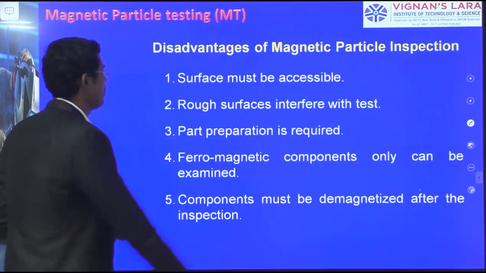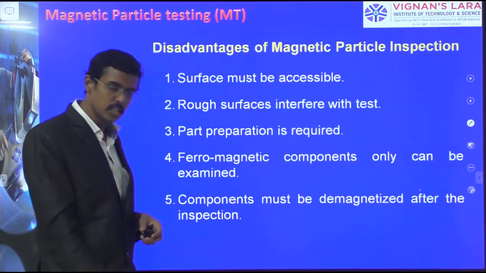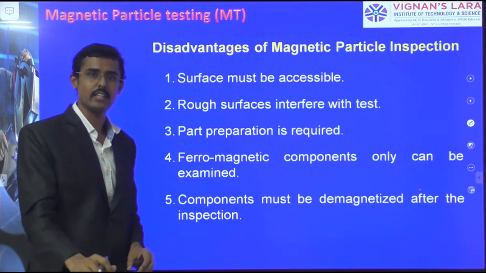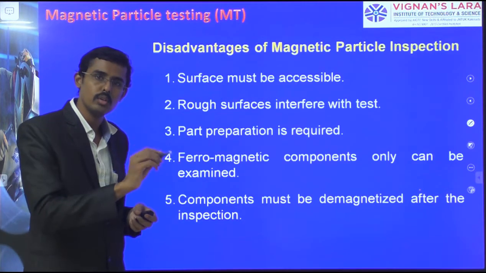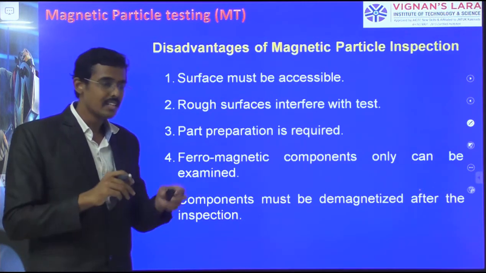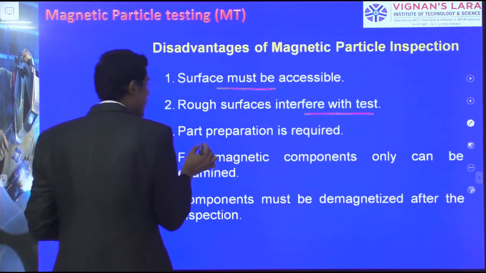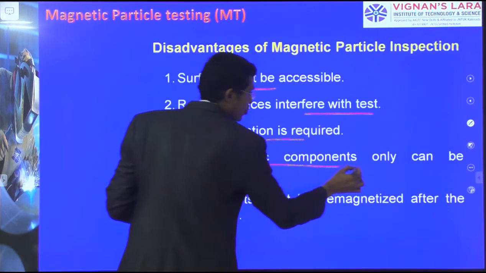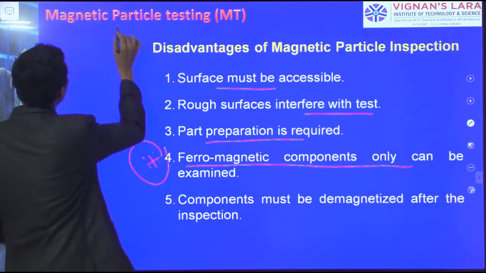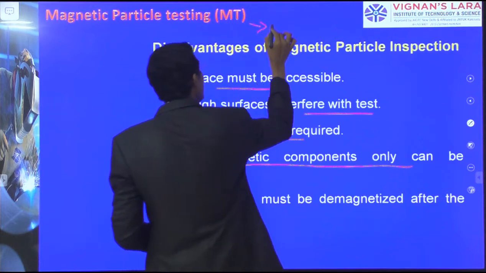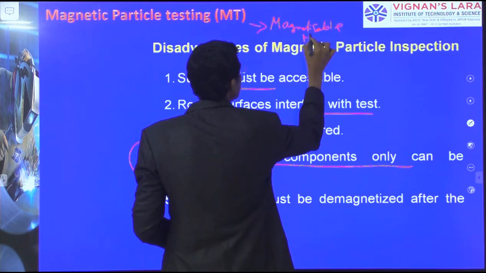Disadvantages: the surface must be accessible. In ultrasonic testing, with large thicknesses, we keep the probe and it goes through, and we can find subsurface defects in large specimens. But here accessibility is needed because we want to do the spraying operations nearby. Therefore, accessibility is needed. A rough surface interferes with the tests, and part preparation is required. Only ferromagnetic components can be tested; this is the most important point. Magnetic particle testing is possible only for magnetizable materials.